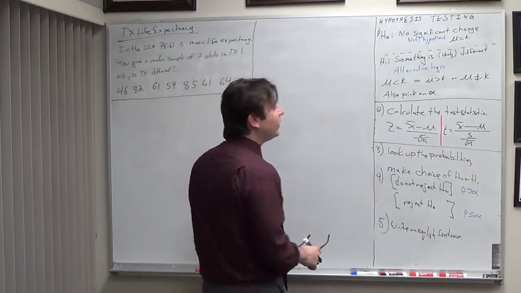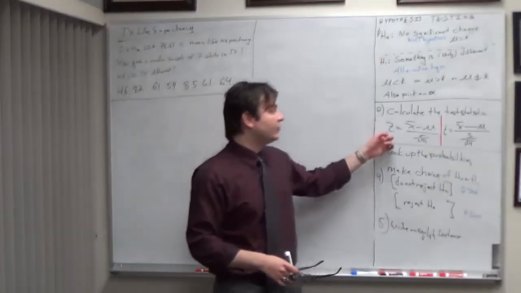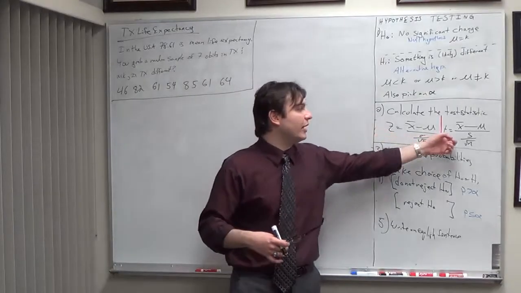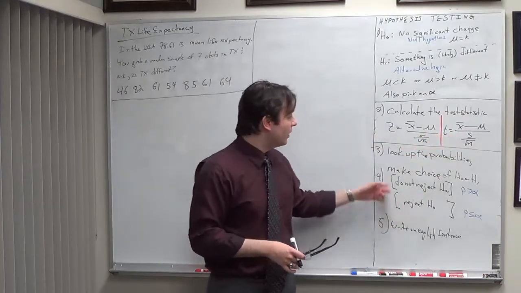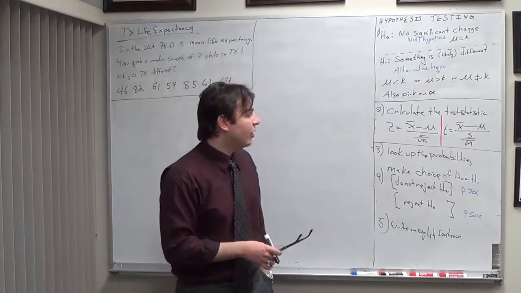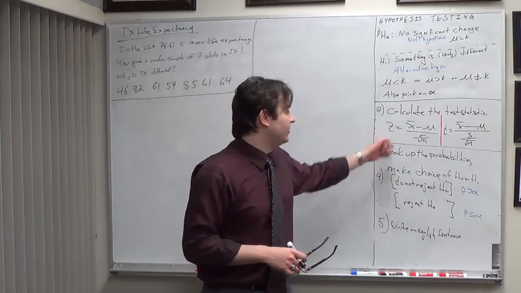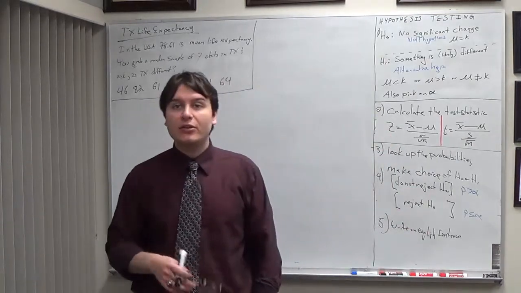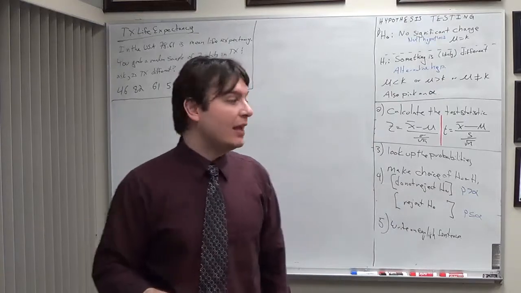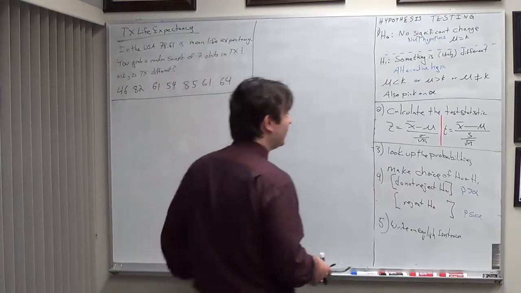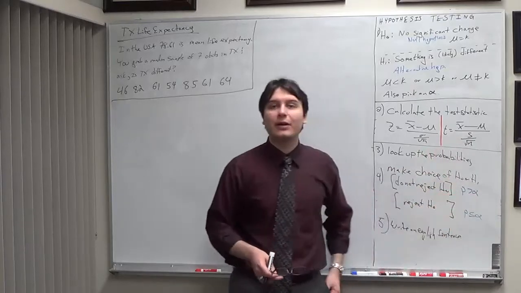Then you look up the probability. Again, if we have this, we'll use a normal distribution chart. If we have this, we'll use a t-distribution chart. You make your choice of H0 or H1 about rejecting or not rejecting. In the case of z-scores, we're going to use this p-value that we calculate and compare it to alpha. In the case of z-score, we're going to once again have to calculate a p-value and compare it to alpha.